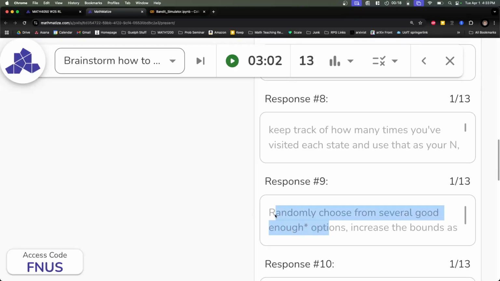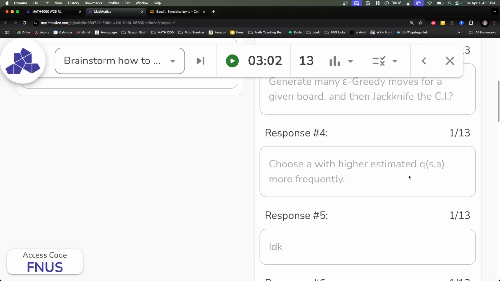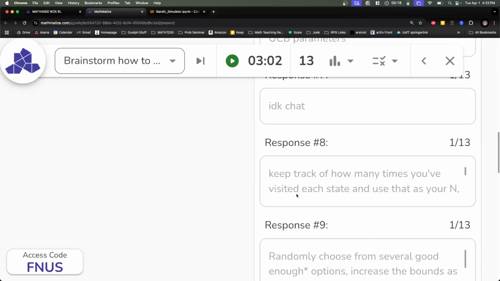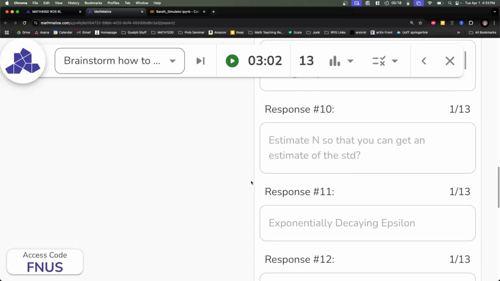Yes, good enough options. So this is the same kind of idea as let's choose from the Q values. We'll pick from the large Q values somehow, right? So good enough options, that's very nice. Yes, good enough with a star. Yes, very good. Estimate, and yeah, if you can make a neural network that estimates the standard deviation of your knowledge, or you can keep track of the uncertainty in your parameters or something, you could do that.